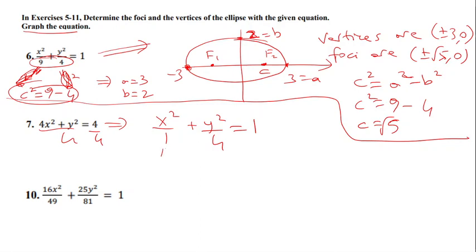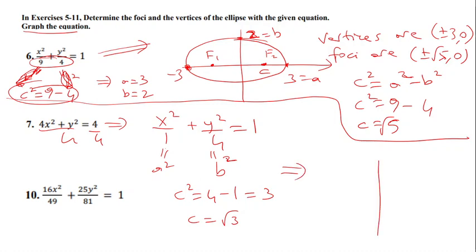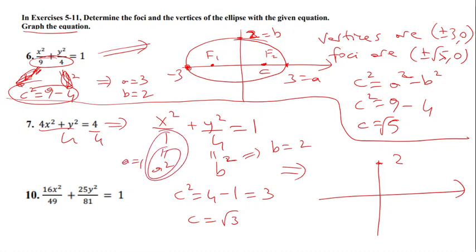A squared is 1 and b squared is 4. And what is c squared? C squared is 4 minus 1, which is 3. And then c will be equal to square root of 3. And then we can plot them. B is 2, and a is 1. Now, where are the foci? They will be on the major axis, so square root of 3, and here minus square root of 3.